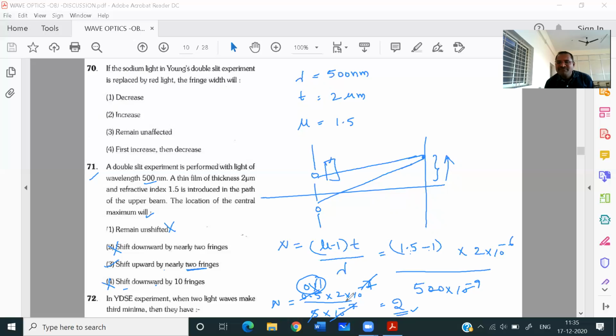Means how many fringes will shift upward? 2 fringes shift upward. Yes, perfect answer. Option 3. Important point, remember how many fringes shift upward.